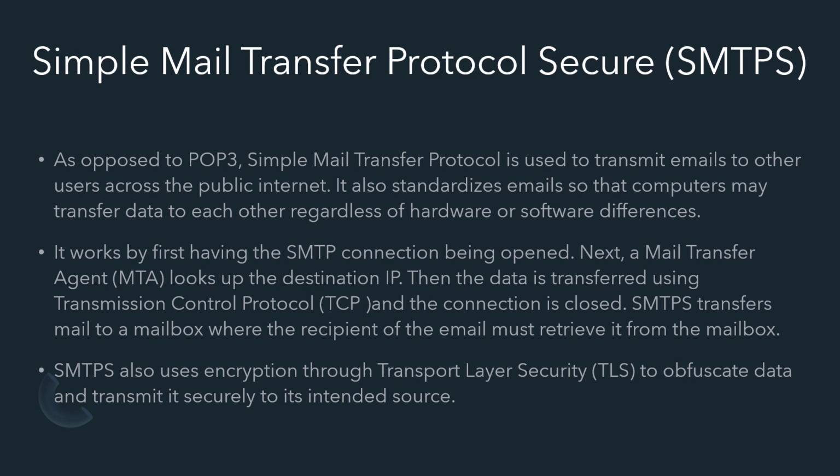Now we will discuss Simple Mail Transfer Protocol Secure, or SMTPS. As opposed to Post Office Protocol 3, Simple Mail Transfer Protocol is used to transmit emails to other users across the public internet. It also standardizes emails so that computers may transfer data to each other, regardless of any differences in hardware or software. It works by first having the SMTP connection opened. Next, a mail transfer agent, or MTA, looks up the destination IP to where the email will be sent. Then the data is transferred using the Transmission Control Protocol, or TCP, and the connection is finally closed.